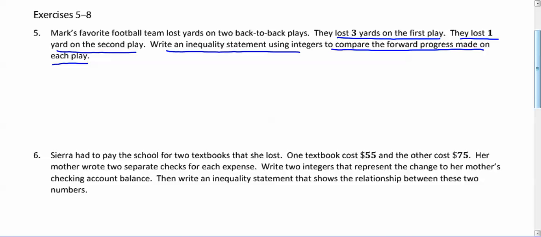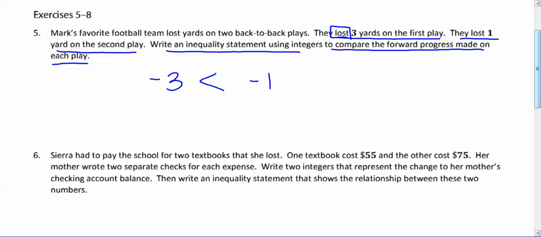Kaden? -3. Very good. -3 because it was a loss, right? That word right there. They lost 3 yards. All right, what would the other number be that we're talking about? Lonnie? They lost 1 yard, meaning -1. Very good, -1. So we can easily compare these two. -3 compared to -1. What would we write in the middle there? Rihanna? Less than. Very good. So -3 is less than -1.